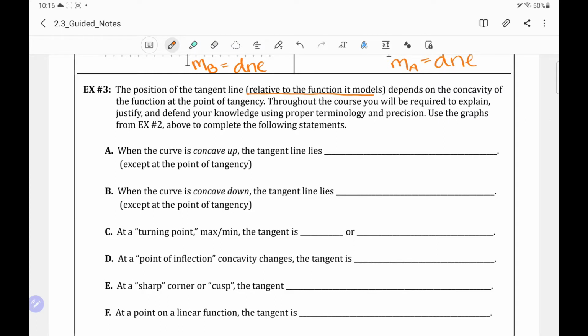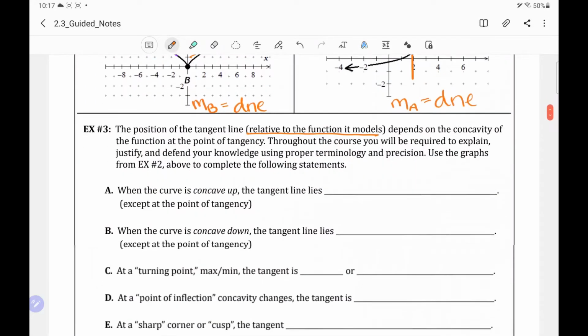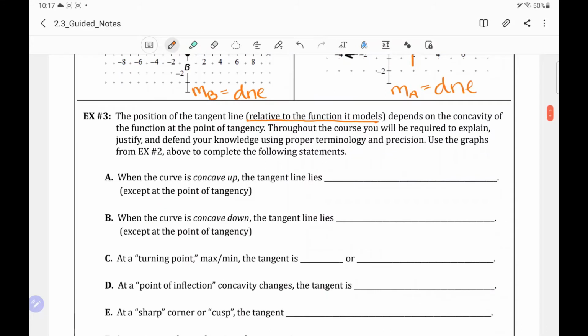That's important, relative to the function it models, depends on the concavity of the function at the point of tangency. Throughout the course, you will be required to explain, justify, and defend your knowledge using proper terminology and precision. Use the graphs from example number 2 above to complete the following statements. So we're going to use these graphs to help us figure out these statements, okay? It may be that sometimes we have to think beyond the graphs, but I think everything is visible to us.